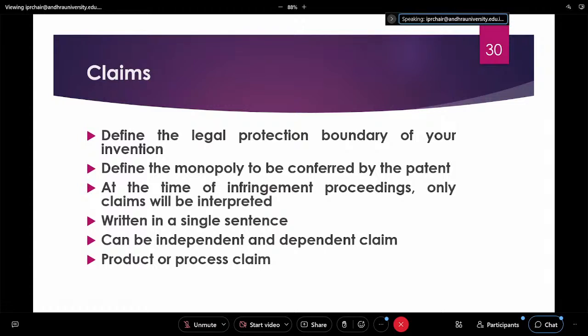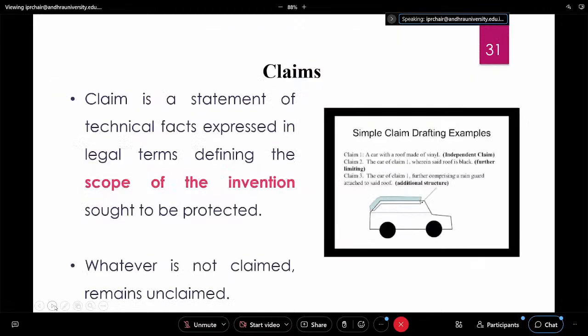Claims define the monopoly to be conferred by the patent. At the time of infringement proceedings also, the court will decide how the claims are interpreted, so they will read just your claims. Claims will be written in a single sentence. You cannot put multiple sentences and use 'and' or things like that. One single sentence and one full stop. That's it. If you don't put a full stop, they will raise an objection. There can be independent and dependent claims. It can be product and process claims. On Saturday I told you a patent can be on a product or on a process, so there can be a product claim or a process claim.